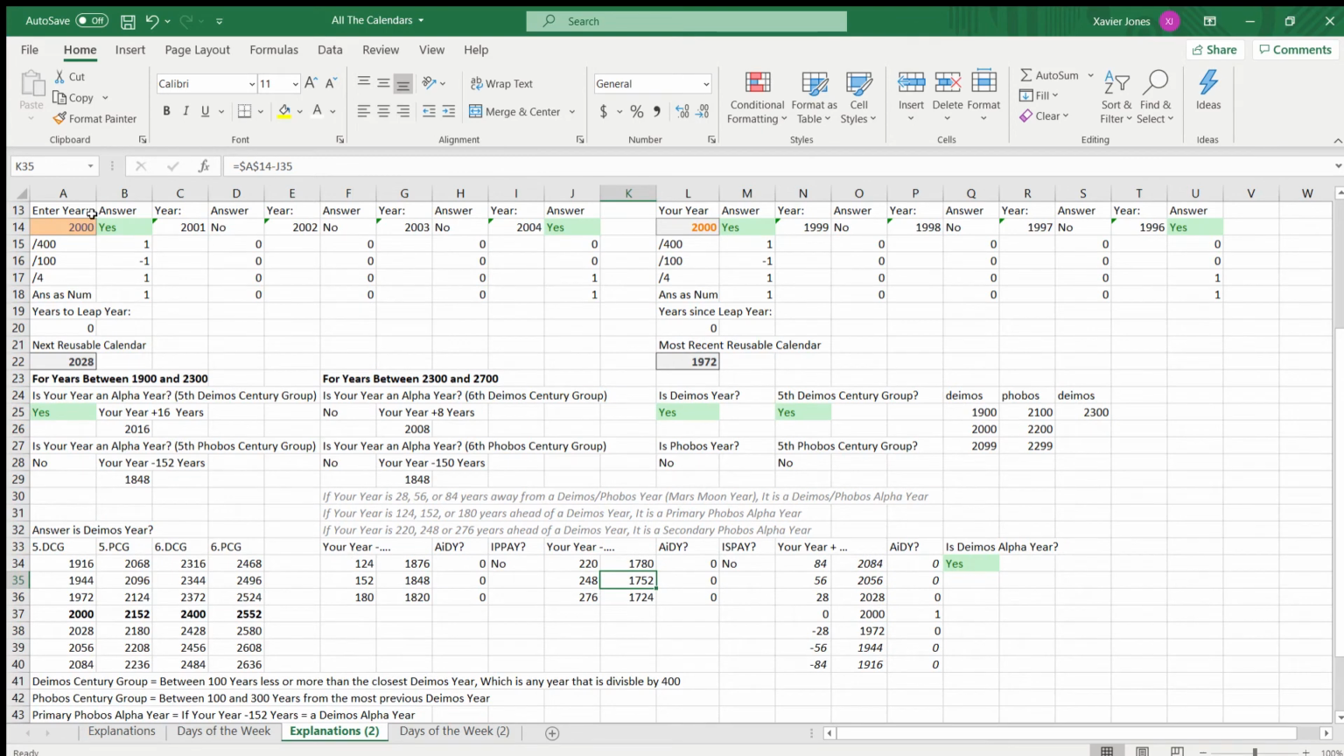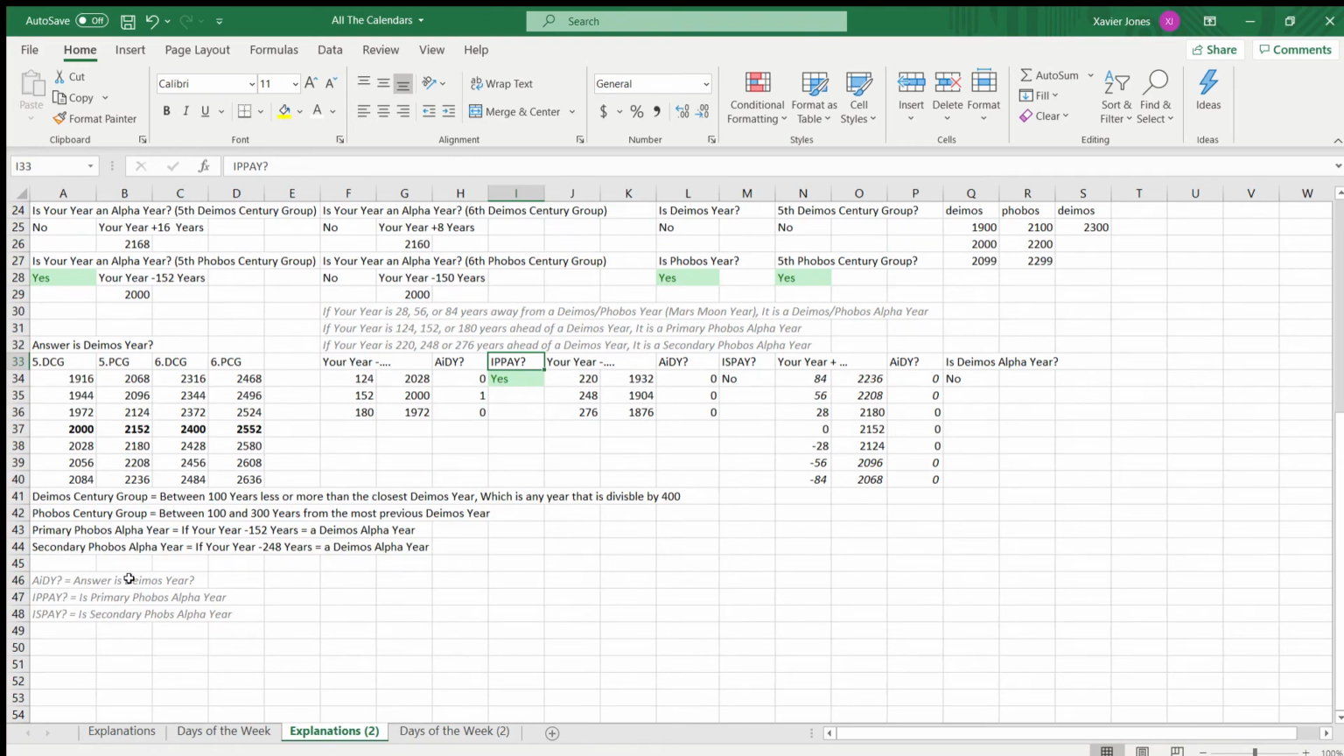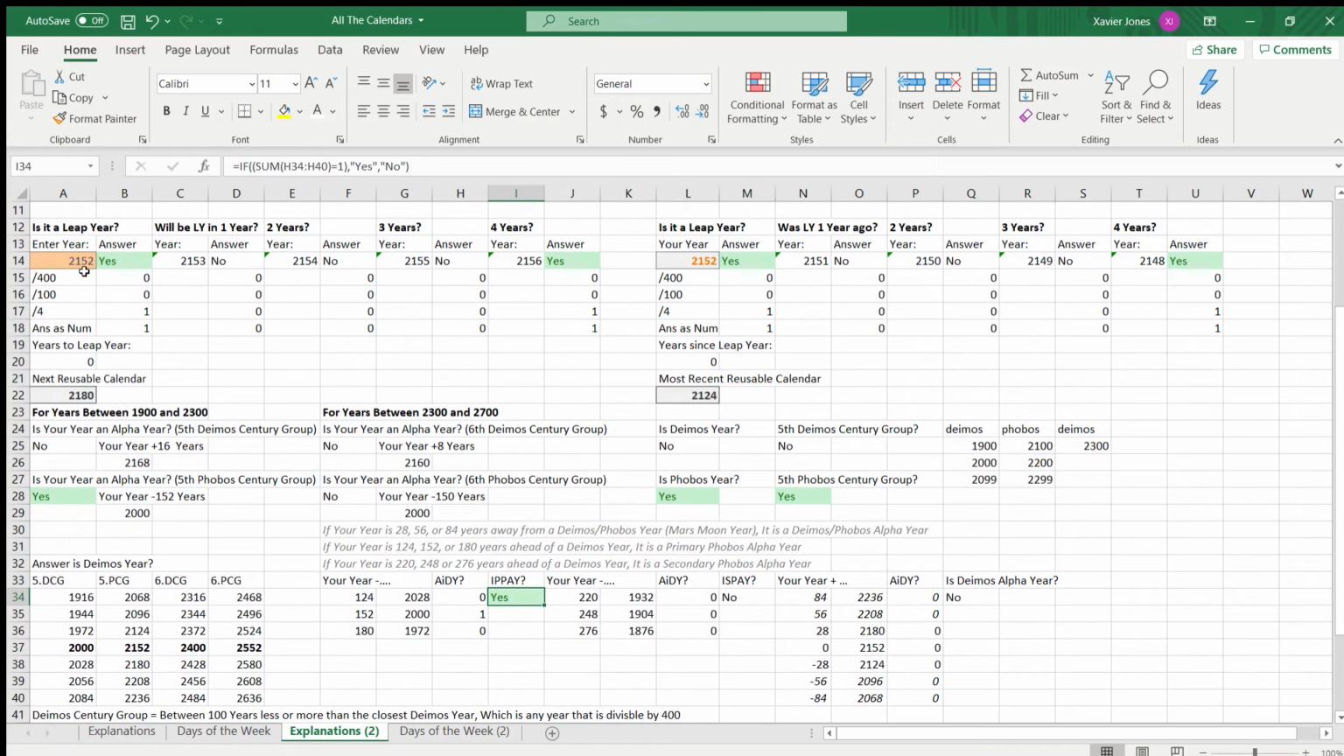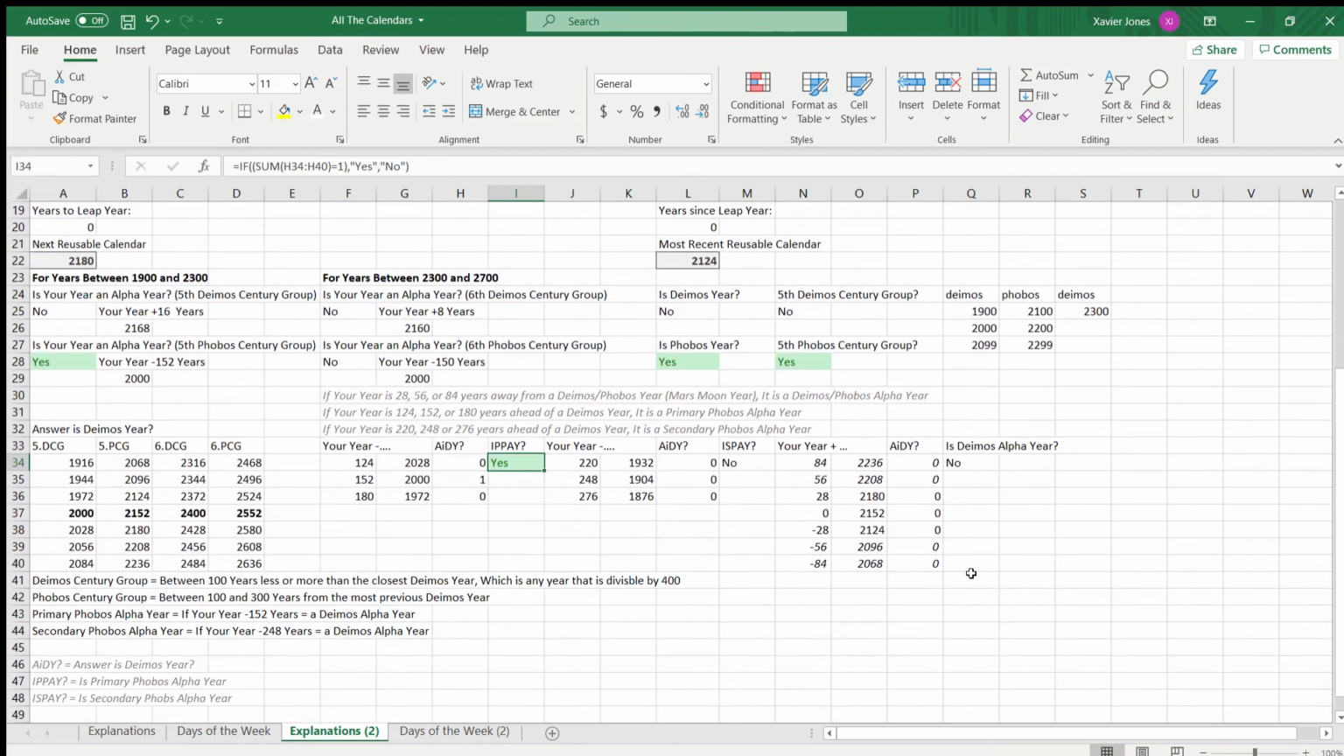So for example, we have our year 2000, which is a Deimos year. If we have the year 2152, this is indeed, as you can see, a primary Phobos alpha year. So we do have an alpha year for our primary Phobos century group in the year 2152. And as you can see here, we also have one 20 years above and 20 years ahead. So the year 2180 and the year 2124 are also alpha years within our primary Phobos century group.